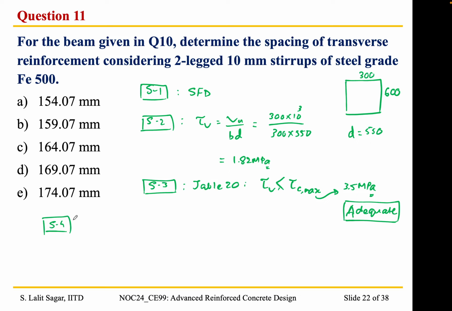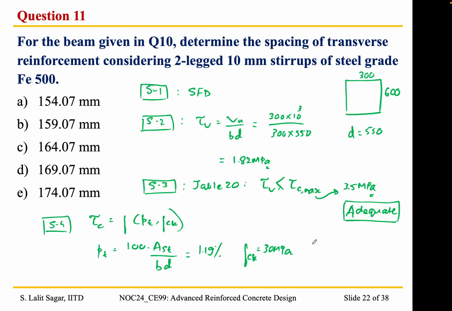So step 4 is to calculate the shear resistance of concrete, that is tau c. Tau c is a function of PT and grade of concrete, right? And PT is given by 100 into AST by BD. Okay, and we get a value of 1.19%, and FCK is 30 MPa, right?